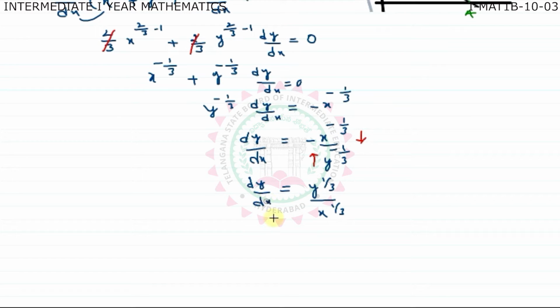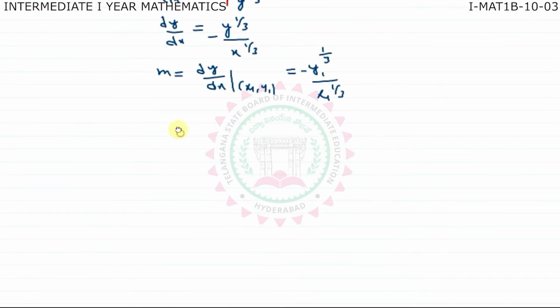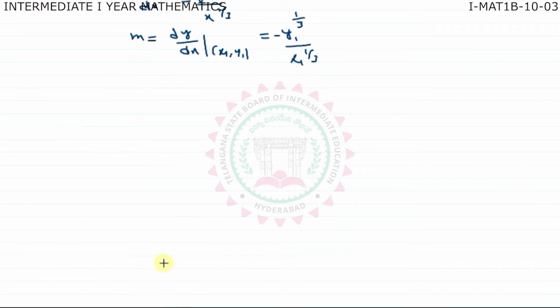So finally m is equal to, we know, dy by dx at (x1, y1). So from that I will get, here the minus symbol is there, minus y1 to the power of 1 by 3 divided by x1 to the power of 1 by 3. Now find the equation of the tangent here. So on substitution in y minus y1 is equal to m, we get y minus y1 is equal to minus y1 to the power of 1 by 3 divided by x1 to the power of 1 by 3, into (x minus x1).